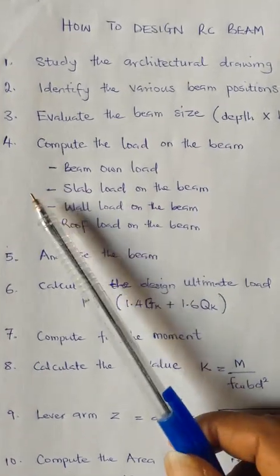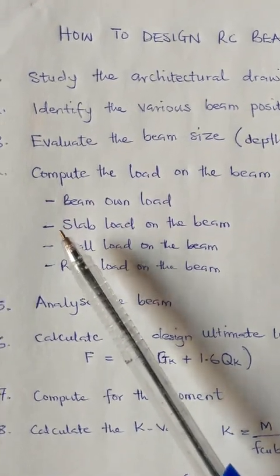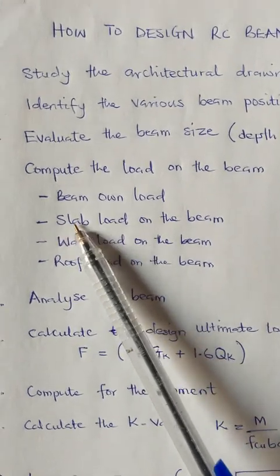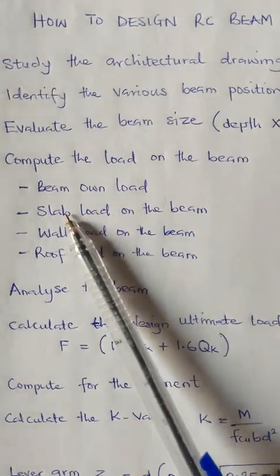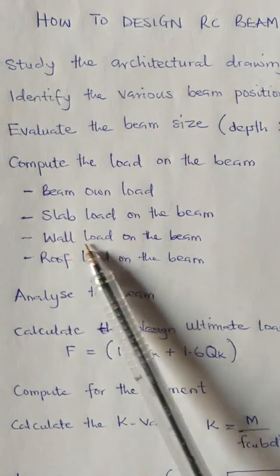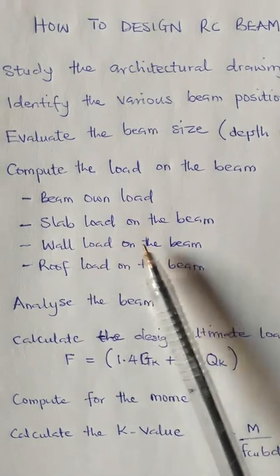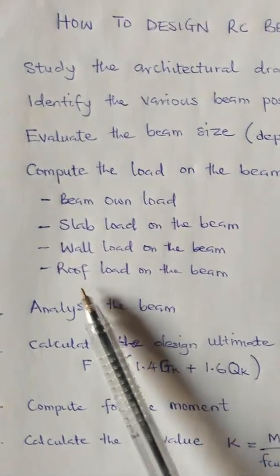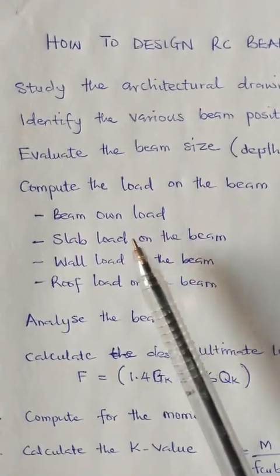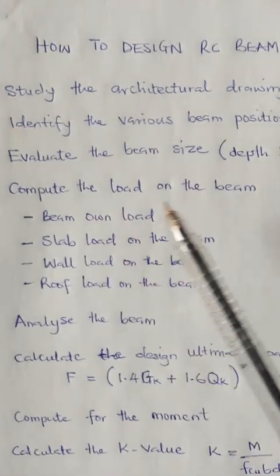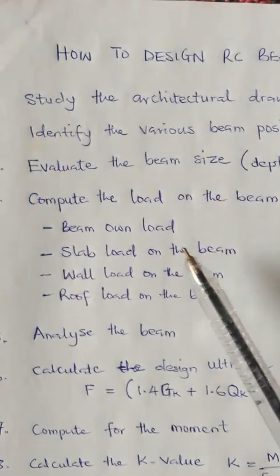Then the next thing you're going to do is to compute the load on the beam. For you to compute the load on the beam, first and foremost, you must have designed the slab. If the beam is supporting a slab, you consider the slab load. If there are wall loads on that beam, you consider those. If it's a roof load, you consider the roof load on the beam. Then you also consider the beam's own weight, that is the self weight of the beam. When you do that, you get the total, and that becomes your dead load on that beam.